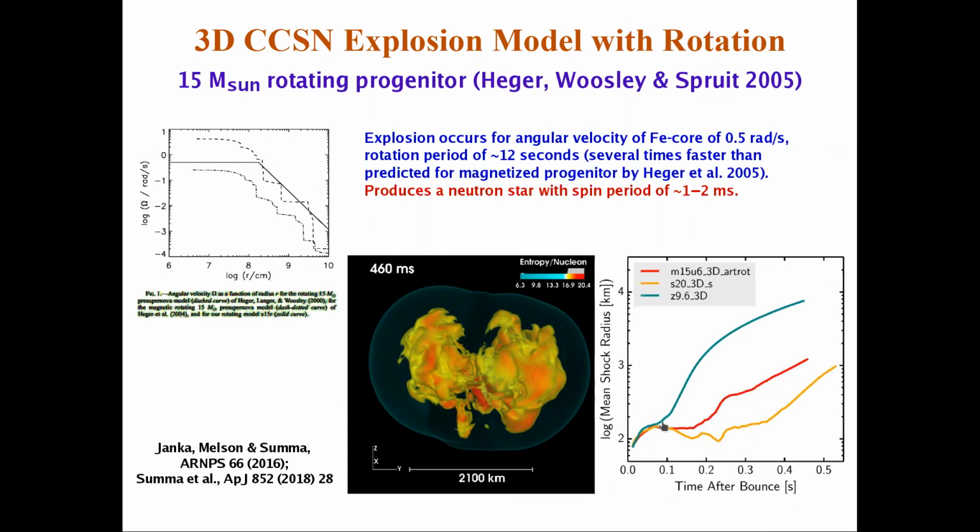And you can see this recession of the shock wave here in the 20 solar mass simulation, which I show you in a minute. And also there is a recession or a stagnation of the shock wave in this red case, which is the 15 solar mass model. Okay. Thank you.